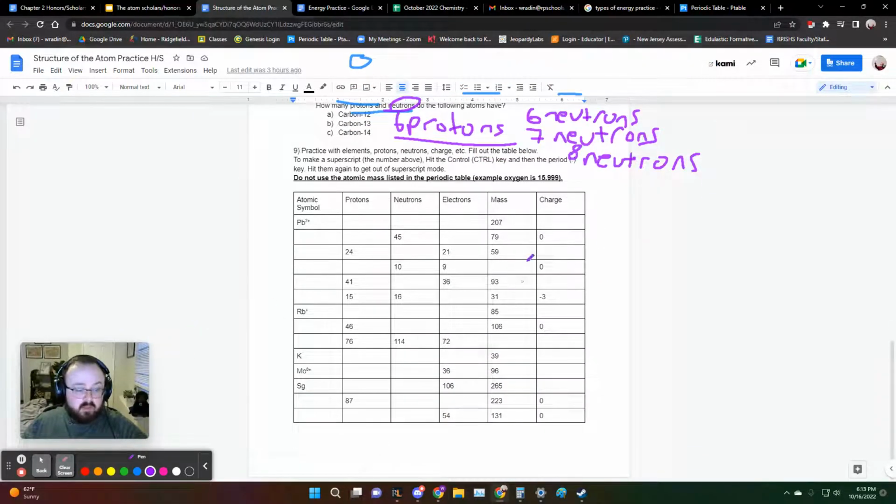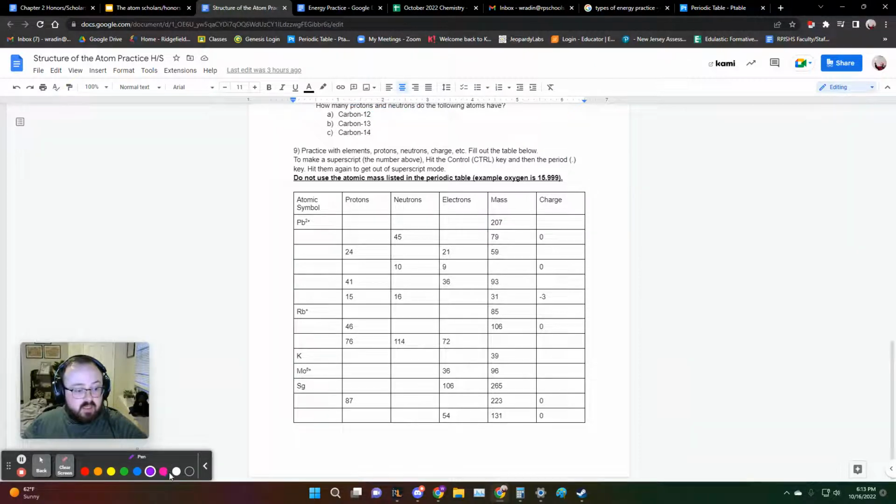Finally, last but not least, we're going to get to a table like this. And what I want to have on the screen here is the 2 formulas. These are what you're going to need to use. I'm going to use the shorthand: mass is equal to protons plus neutrons, and charge is equal to protons minus electrons. This is all the information that you need to know to solve this, besides taking atomic symbols and putting in the protons.